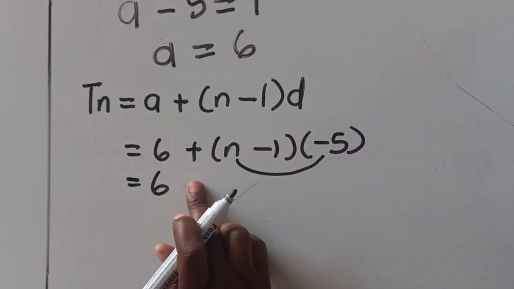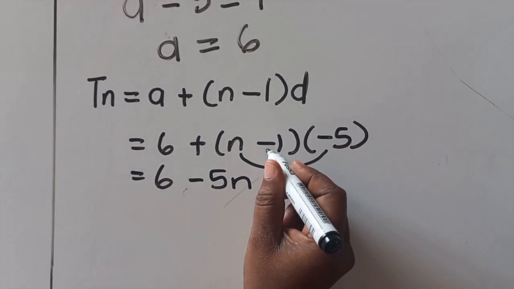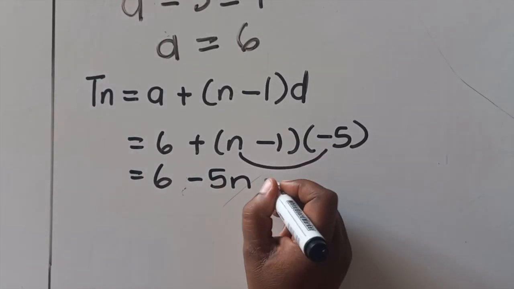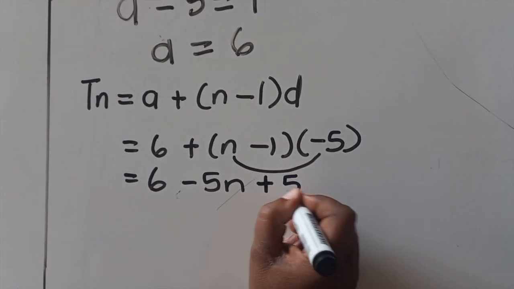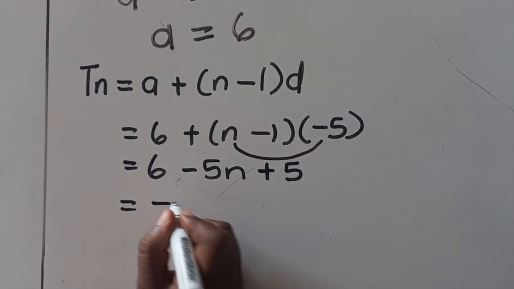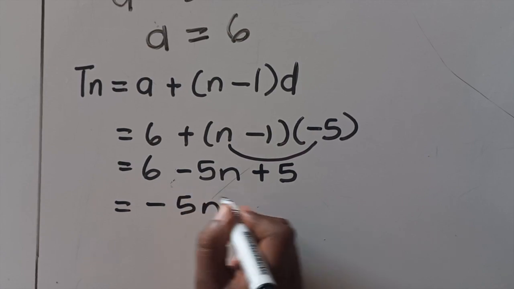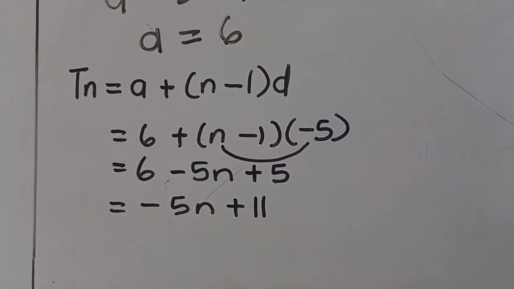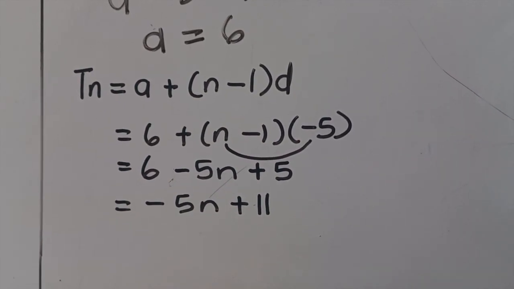I'll have a negative 5n. And then negative times negative will be positive. 5 times 1 will be 5. So my nth term will be negative 5n plus 11. Okay, let's look at another example to understand better.